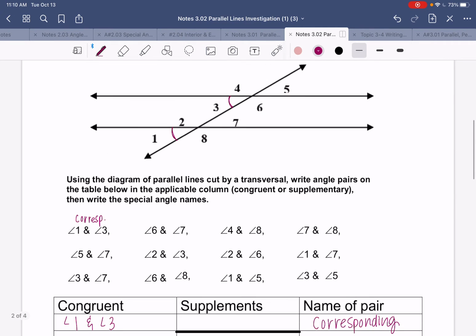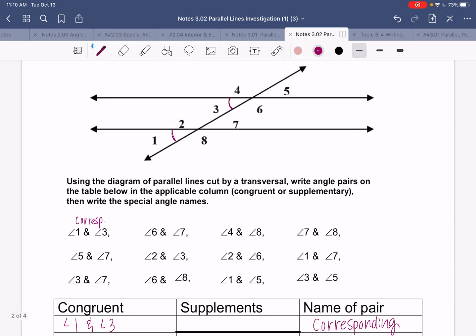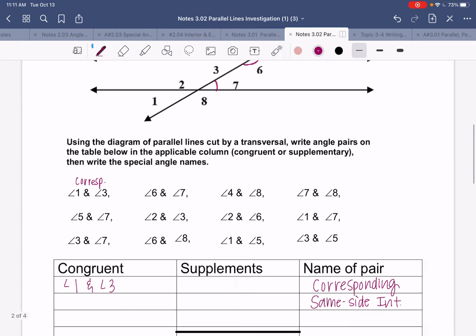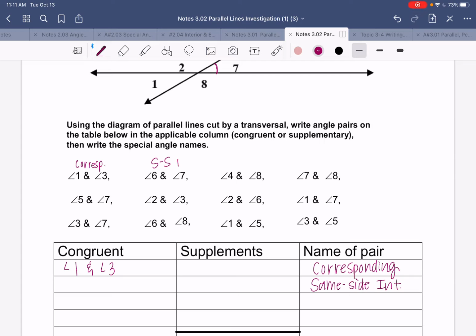All right, the next one, 6 and 7. So I'm going to erase. So 6 and 7. All right, so these are on the same side of the transversal, and they are interior. So they're definitely going to be same side interior. And same side interior angles are supplements. So angle 6 and angle 7 go here.